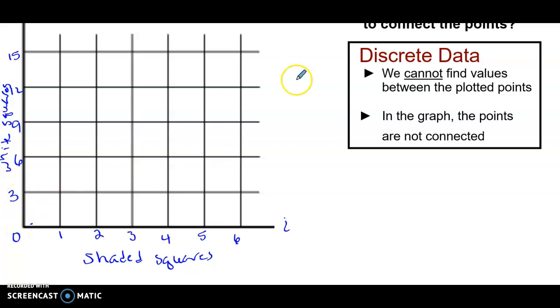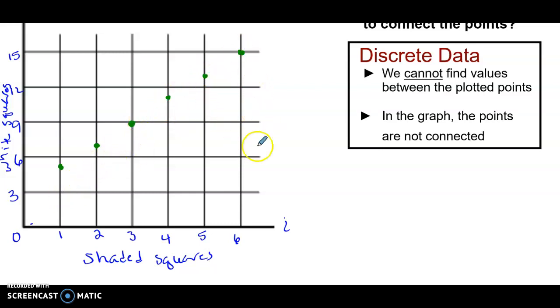So when we plot our points, one shaded square was 5, so that's just a little bit below 6, so we'll say here. For 2, we had 7, so that's a little bit above the 6. For 3, we had 9. For 4, there were 11. For 5, there was 13. And for 6, there were 15.